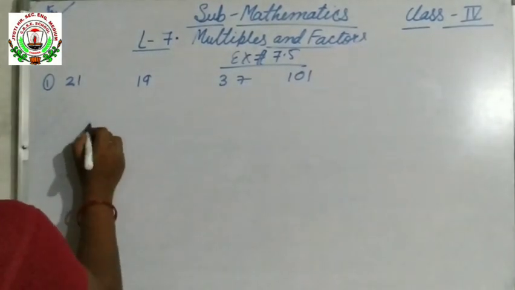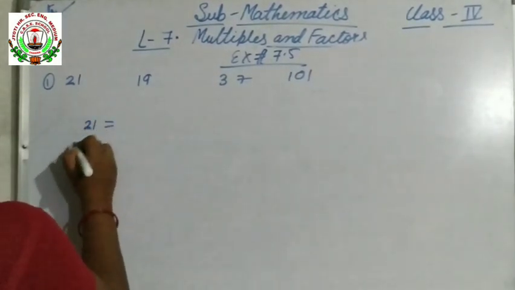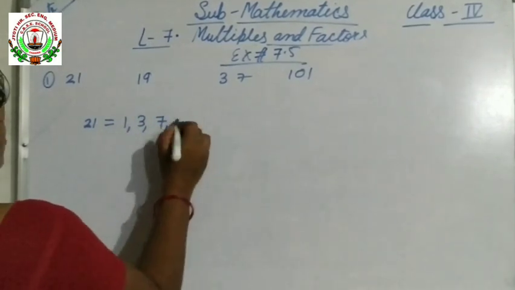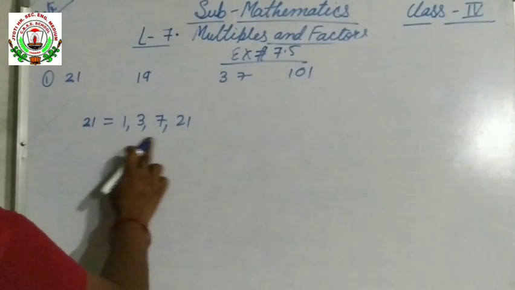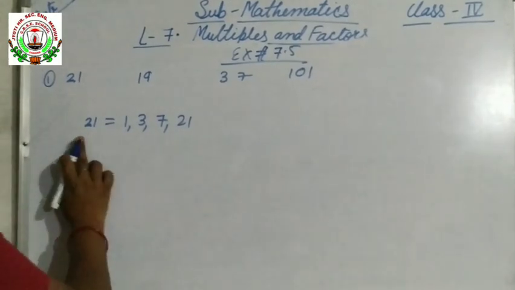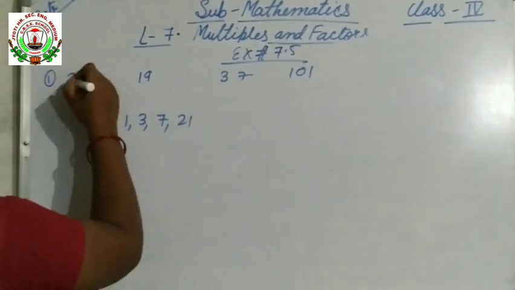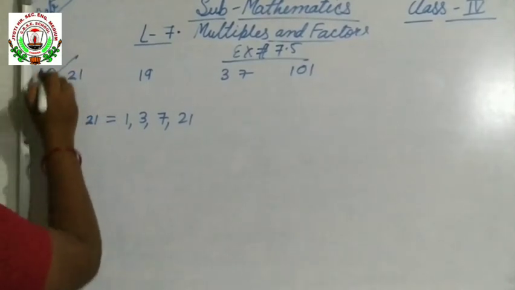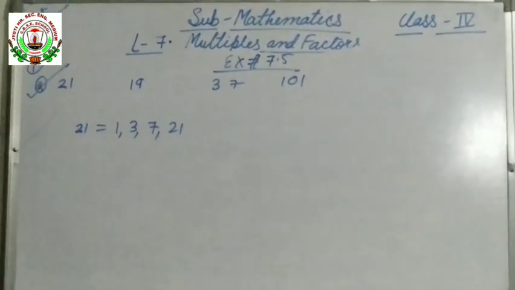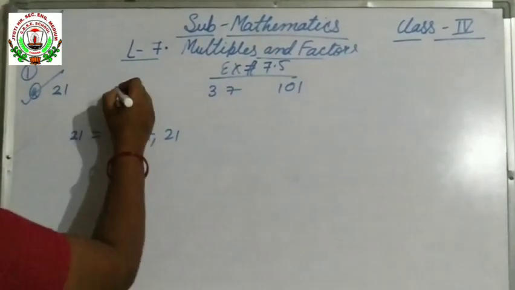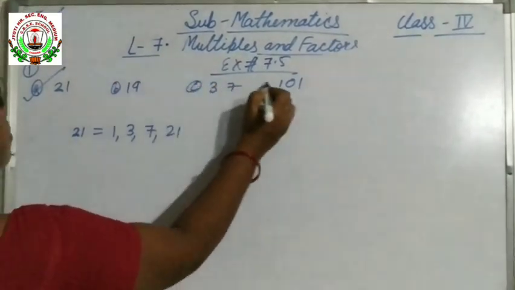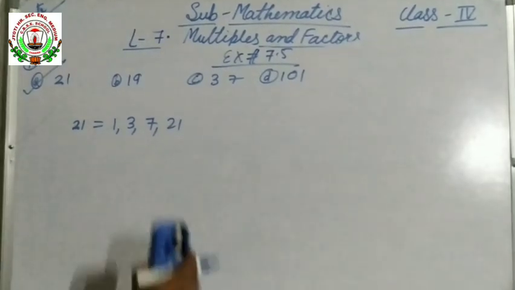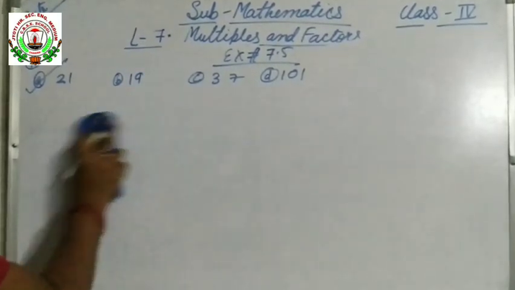That means 21. When we find the factors of 21, 1 will come, 3 will come, 7 will come and 21 will come. It has more than 2 factors, so it is not a prime number, it is a composite number. So our answer is A. Number 1, 21 is the correct answer, which is asking for the number that is not prime.